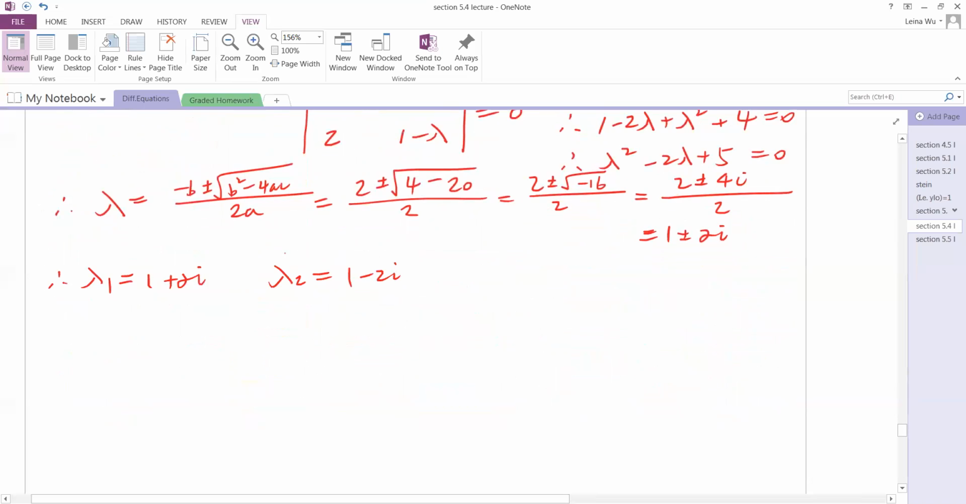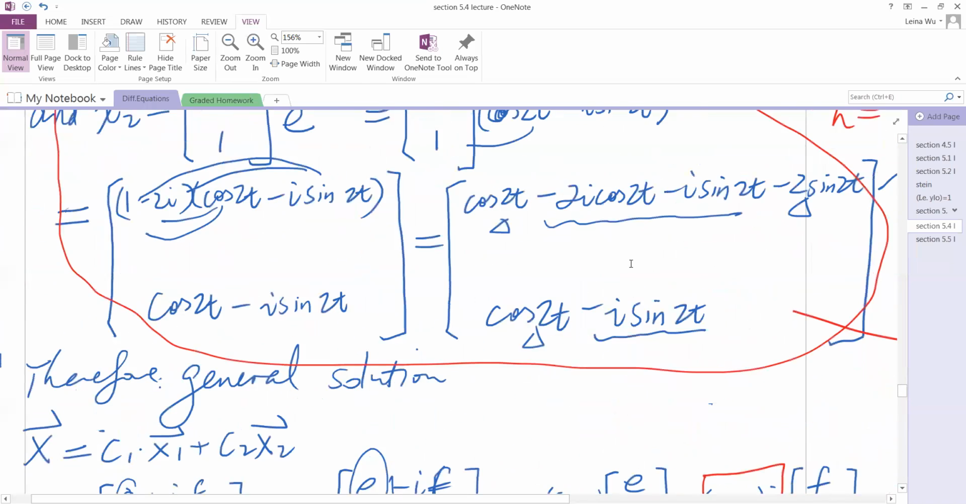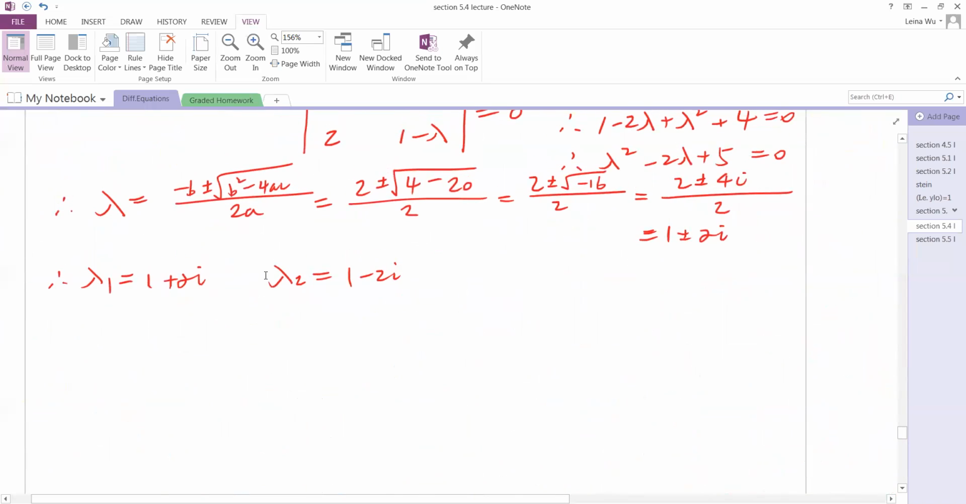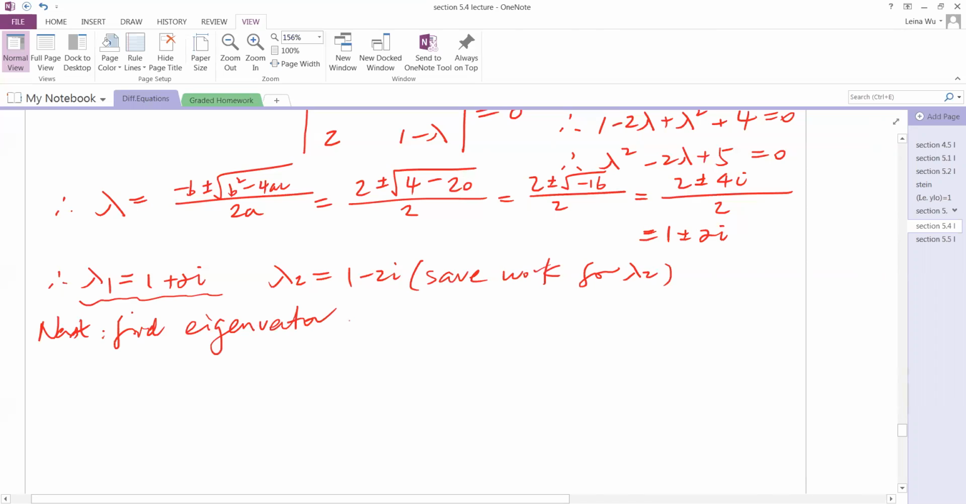However, since we have got this conclusion from example 1, you can just take the shortcut. You don't have to pay too much attention to lambda 2 because we can save work. Just focus on lambda 1. So once we get lambda 1, we're going to go ahead and find the eigenvector for lambda 1 equals 1 plus 2i. You still need to do this work, okay? Eigenvalue and eigenvector still need to be found.